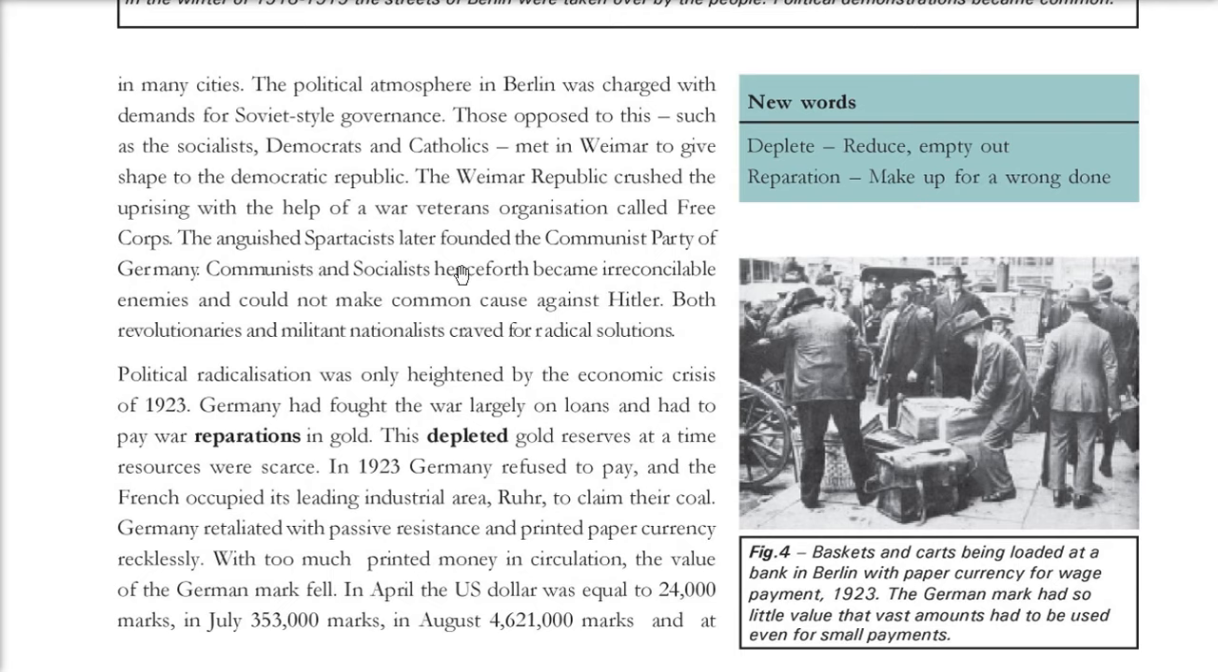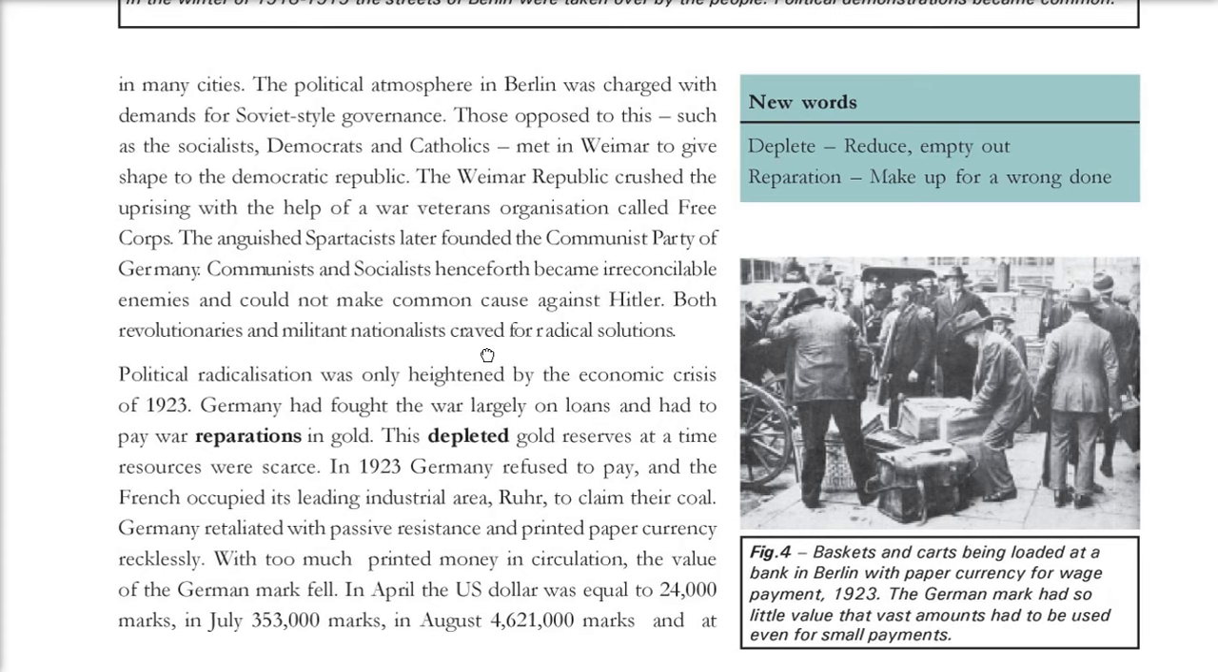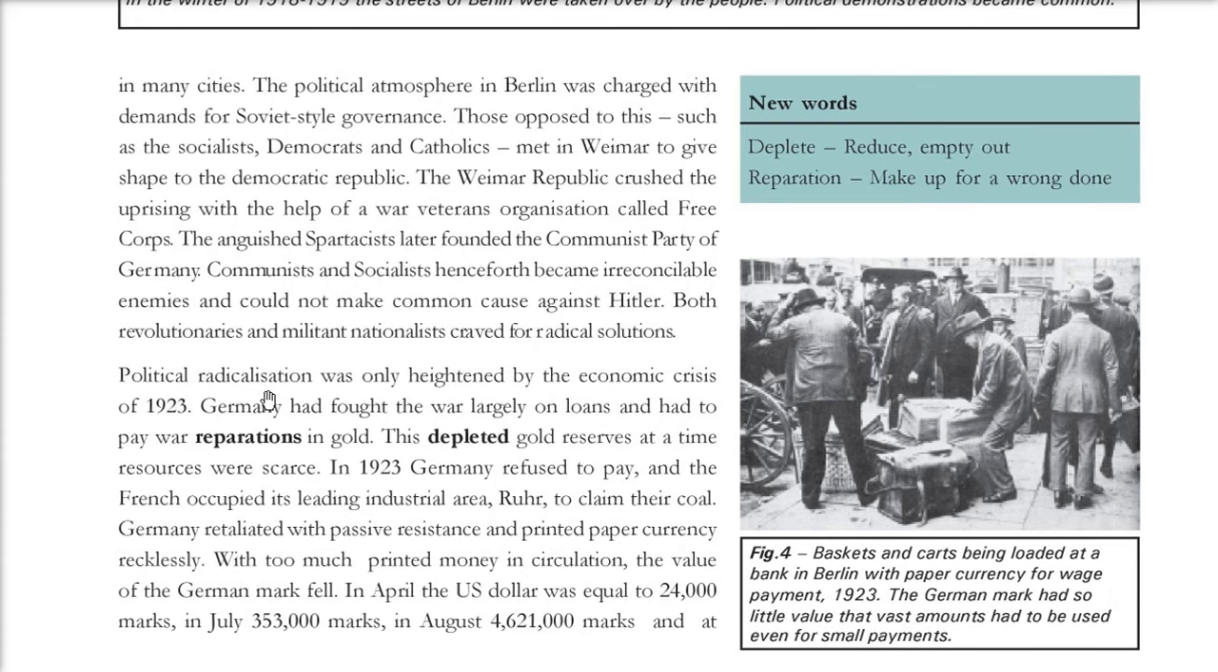The communists and socialists became irreconcilable enemies. That is, there was infighting going on, and here there was an uprising, or Hitler came in. Both the revolutionaries and militant nationalists craved radical solutions. But this political radicalization was not the only thing; it was heightened by the economic crisis in 1923.